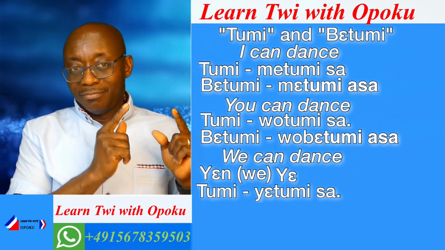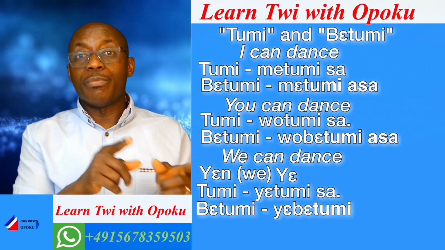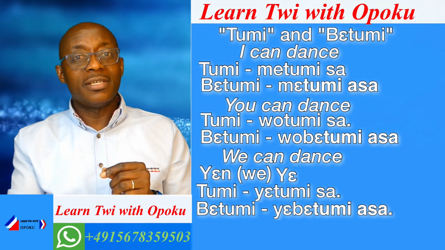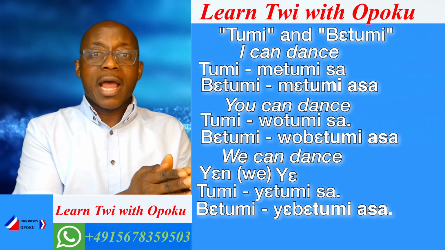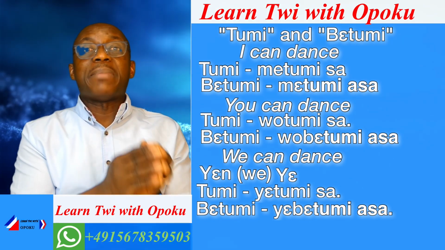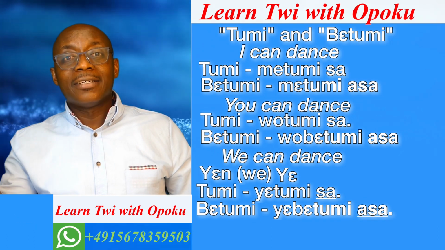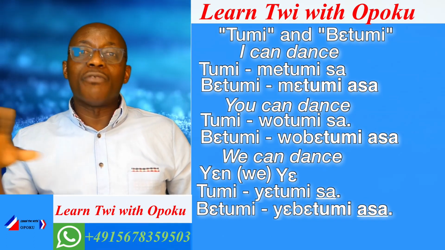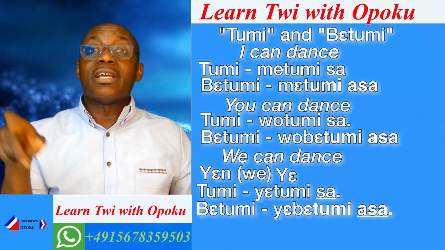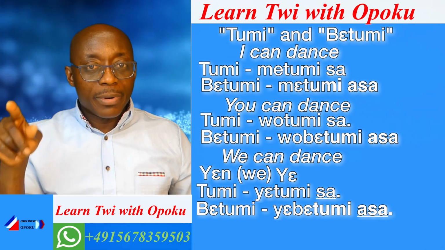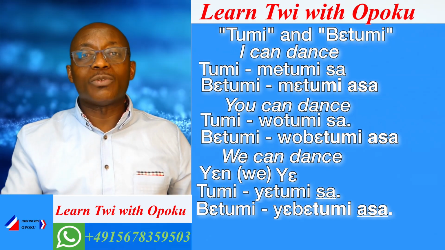Using the same pronoun, and this time using Bɛtumi, I will say Yɛbɛtumi asa. You see, sa has been prefaced with what? It doesn't matter whether you use a singular or plural pronoun, first person, second person, or third person. The sa in Tumi and the asa in Bɛtumi remain the same for any of the pronouns. So take note of that. You only use Tumi with the verb in the bare form, and that is the simple present. And for Bɛtumi, you use the verb in the present perfect. That is, you preface it with what?